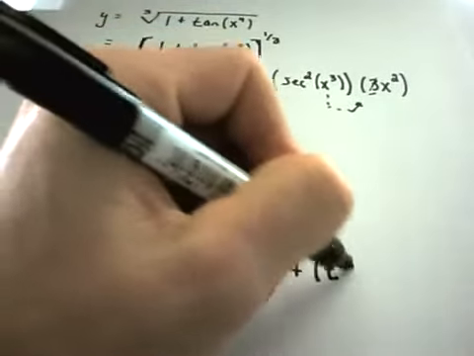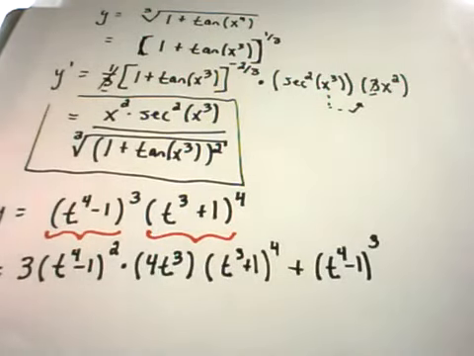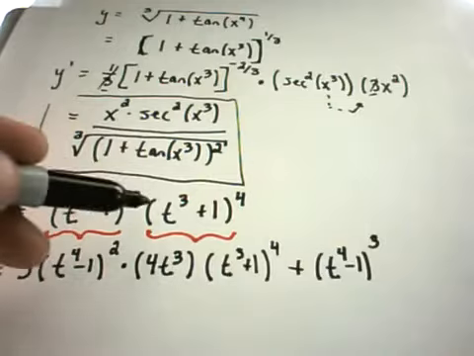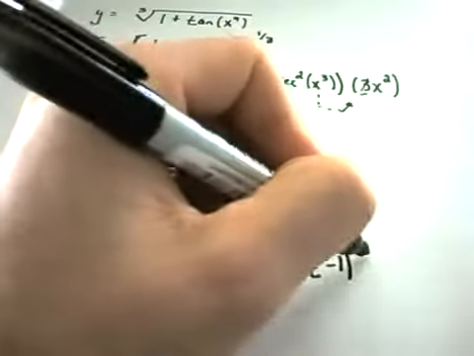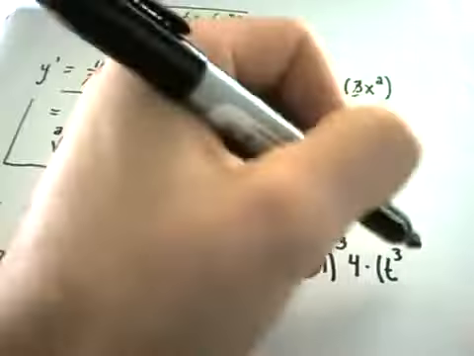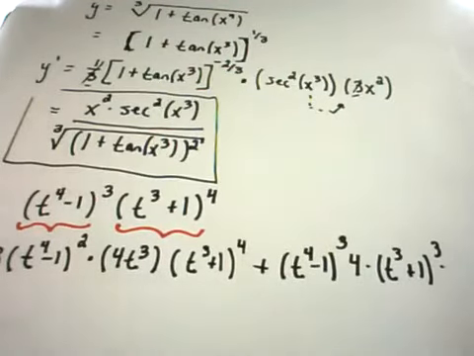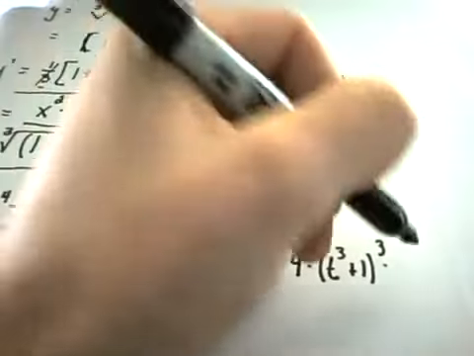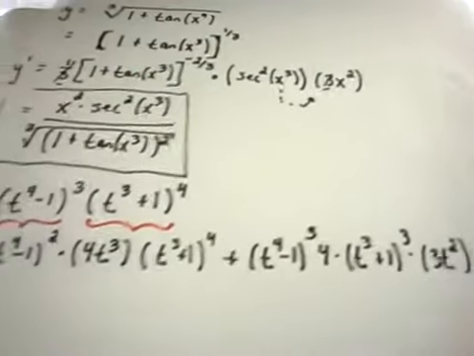So now I'll leave my t to the fourth minus 1 to the third power alone, since I took the derivative of that the first time. And then I'll take the derivative of the t cubed plus 1 to the fourth. So the 4 will come out front. I'll have t to the third plus 1 to the third power. And then if I multiply by the derivative of the inside stuff, I'll simply get 3t squared.